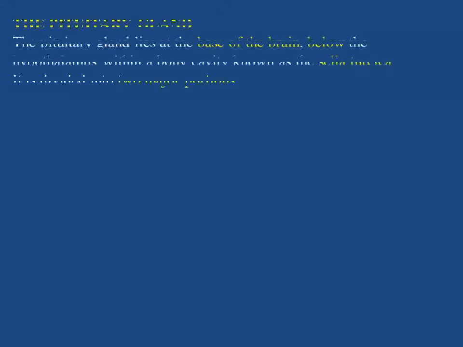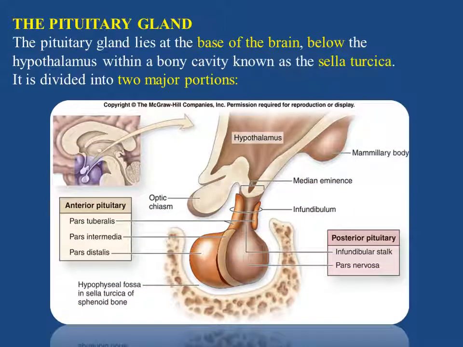And the pituitary gland lies at the base of the brain, below the hypothalamus. It's situated within a bony cavity called the sella turcica, and it has two major portions: the anterior pituitary and the posterior pituitary. The anterior pituitary has the anterior lobe, the intermediate lobe, and the pars tuberalis. The posterior is the pars nervosa and the infundibular stalk.